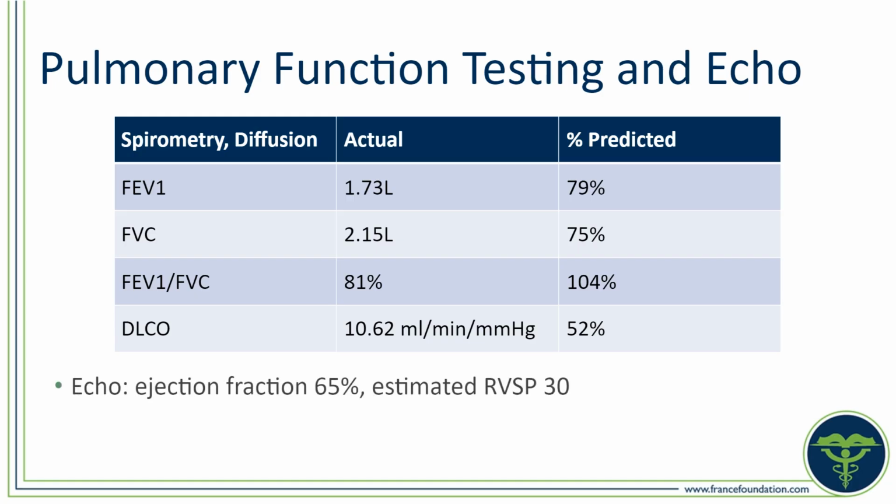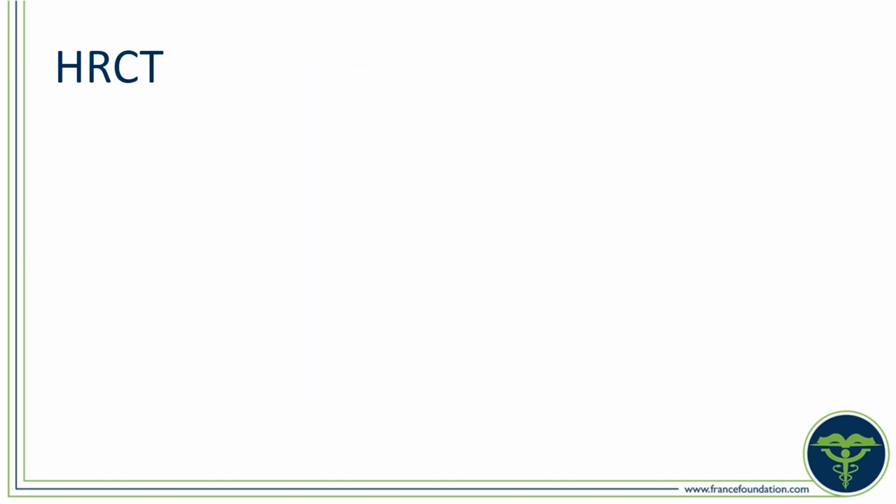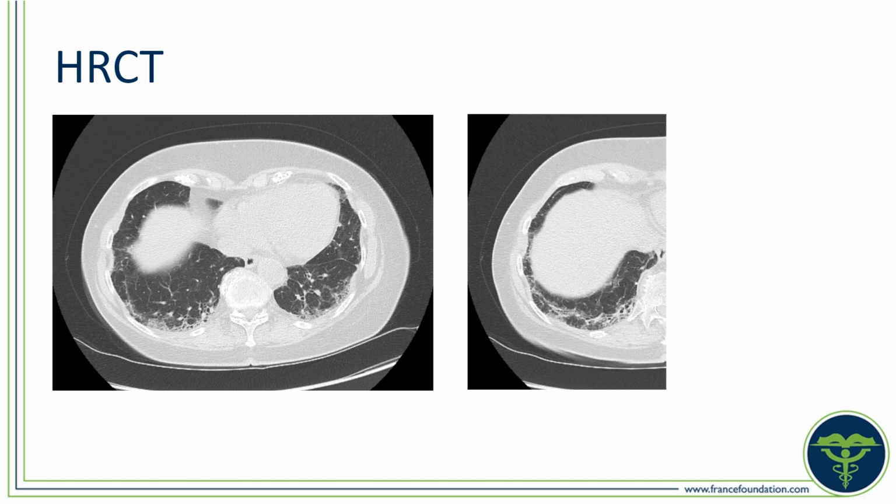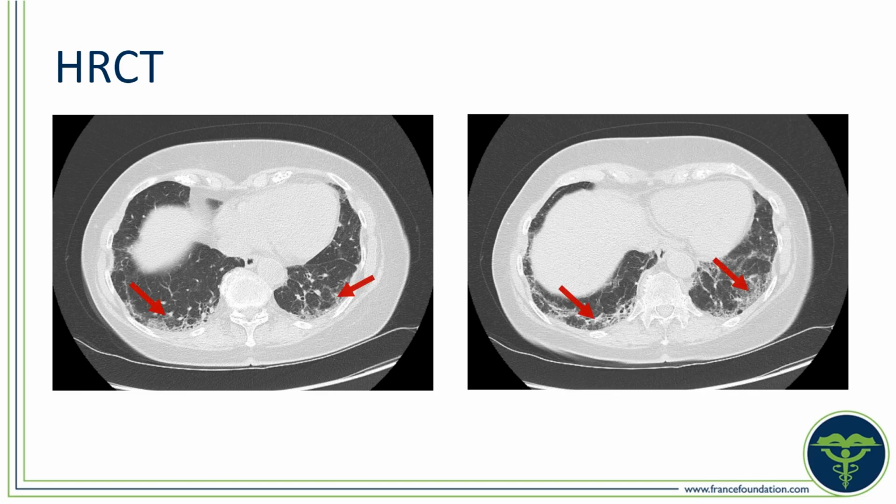In terms of her echocardiogram, she has an ejection fraction of 65% with an estimated right ventricular systolic pressure of 30. Here is her high-resolution CT of the chest. In the red arrows, what you're looking at is evidence of ground glass opacities, and these are predominantly in the lower lobes. In terms of the blue arrows, she has evidence of traction bronchiectasis. So putting this together, this suggests more of an NSIP pattern, as you heard from Dr.